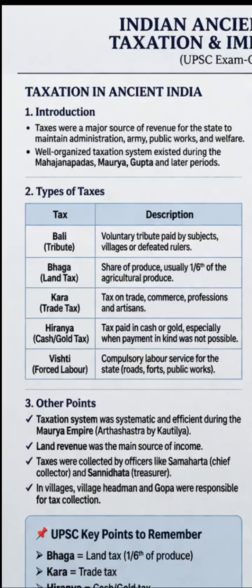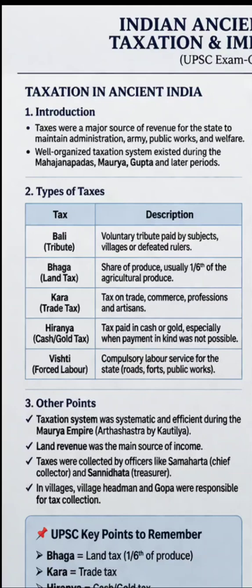The second one is Baga, a land tax. A share of produce, usually one-sixth of income. Agricultural produce they have to give to the government. That is the Baga tax, nothing but land tax. And Kara tax. What is a Kara tax? Kara tax is nothing but a trade tax, a tax on trade and commerce, professions and artisans.